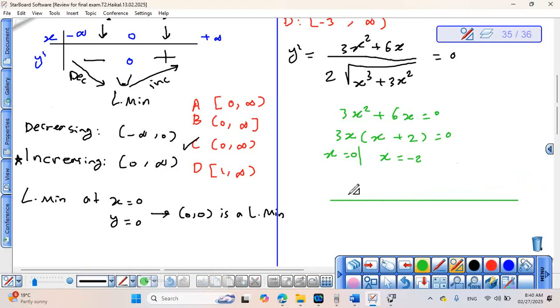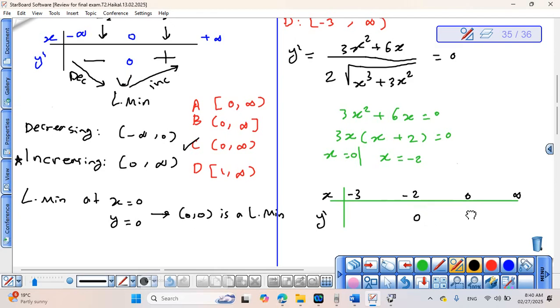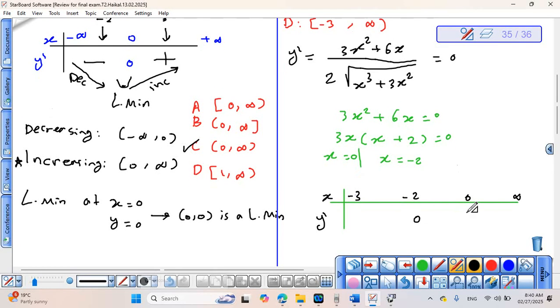Now we can make a table to study the sign of the first derivative, to determine where the function is increasing and where it is decreasing. Here x is from negative 3 to positive infinity, this is the domain. This is y prime. Here we have negative 2 and 0, and y prime is 0 there. Maybe you can use a calculator to check this.